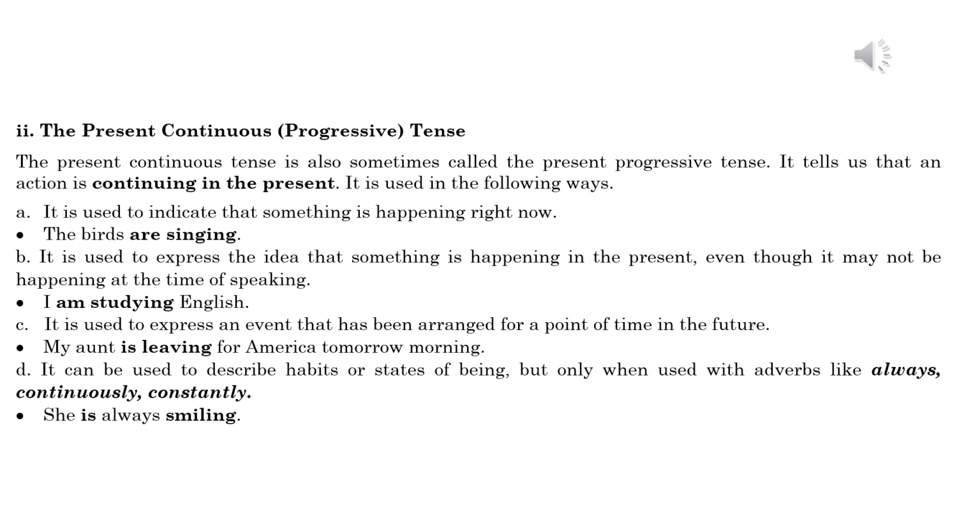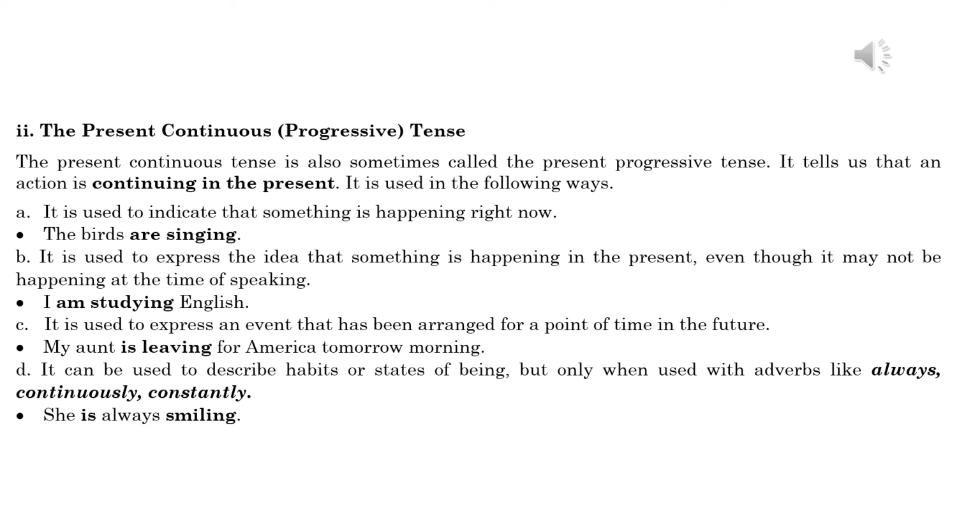Two, the present continuous or progressive tense. The present continuous tense is also sometimes called the present progressive tense. It tells us that an action is continuing in the present. It is used in the following ways. A. It is used to indicate that something is happening right now. The birds are singing.